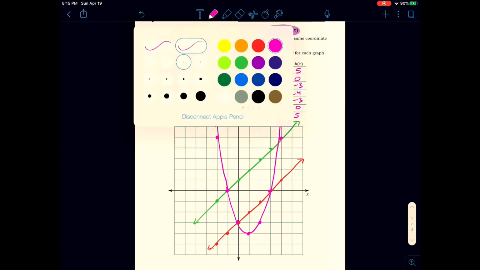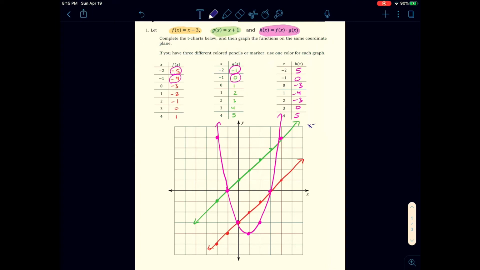First off, let's look at the x-intercepts. If you remember the x-intercepts, that would be this point right here, and that would be this point right here. They're the points at which the graph hits the x-axis. Next, we're going to be looking at y-intercepts. Here we just have one y-intercept, and that's just where it crosses the y-axis, which would be right here.